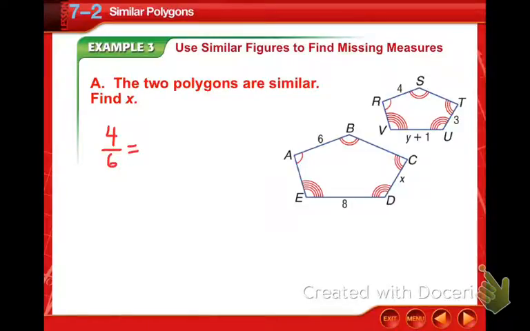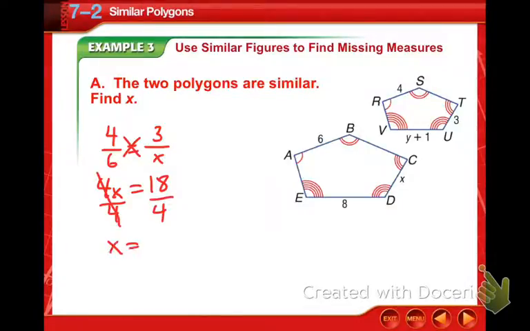We're going to do the same order for the other fraction. So TU is 3, and x is where CD is. So 3/x. Cross multiply like we did on the warm-up. 4x is equal to 3 times 6, which is 18. And then we divide by 4, and x comes out to be 4.5.